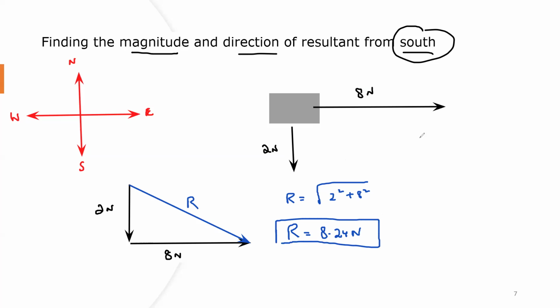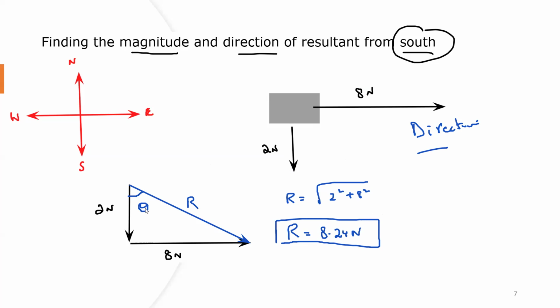Now, the second part is finding the direction of the resultant. If I need the direction of the resultant from south, it means I need this angle theta. Here we have a theta. I need this angle theta because I need the direction from the south.